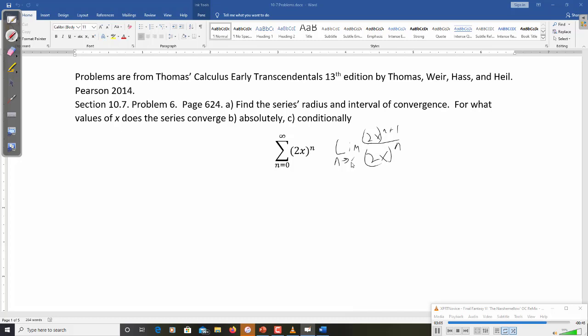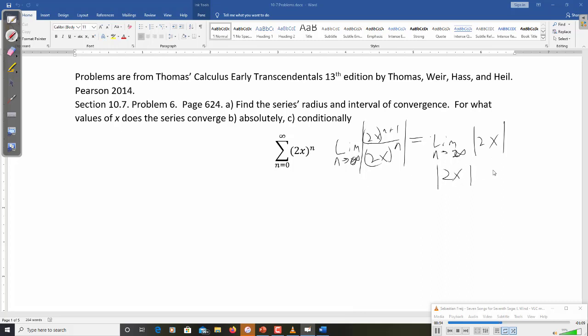Doing the ratio test, infinity. So that's just going to give us 2x. Limit as n goes to infinity of 2x. Well, no, it should be an absolute value as well. Note there's no n in this, so this is just 2x in absolute value.